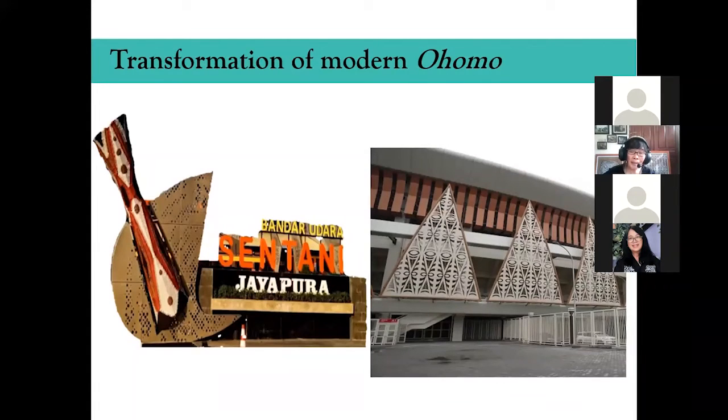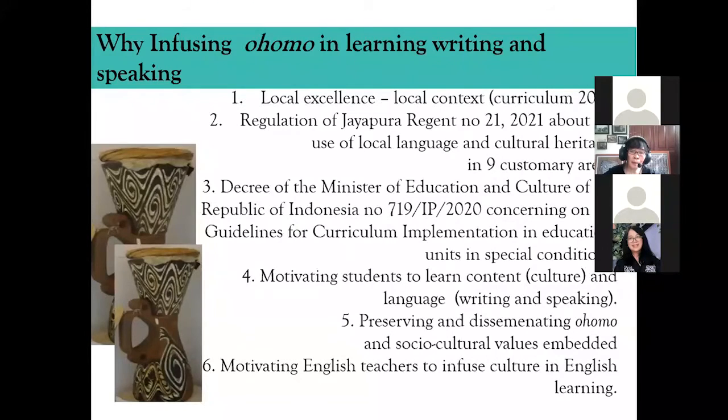Okay, next, please. Why infuse Homo in learning writing and speaking? Number one, we have the opportunity, we have the space. We have the local excellence in Sentani, based on curriculum 2013 and also the regional regulation about the use of local language and cultural heritage in nine customary areas, especially in education.